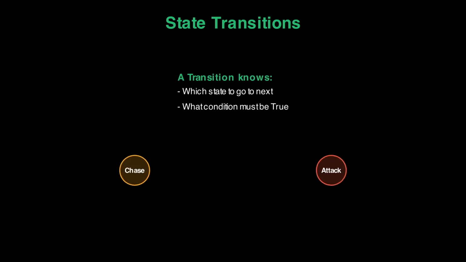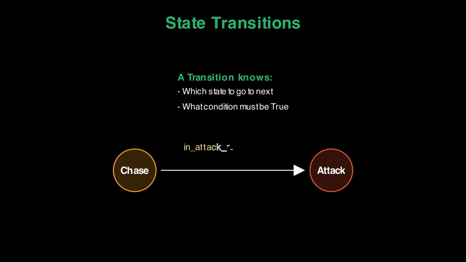Now let's take a look at how transitions work. A state transition knows which state we should go to next and what condition must be true. For example, a unit should only attack if it is close enough to the enemy, usually after chasing it. Each transition uses a condition that returns true or false. When the condition becomes true, the state machine switches to the next state.